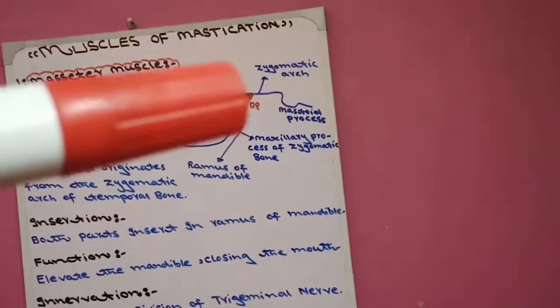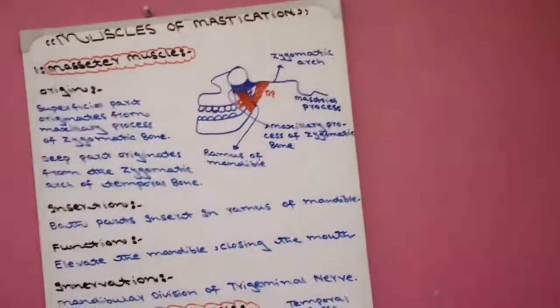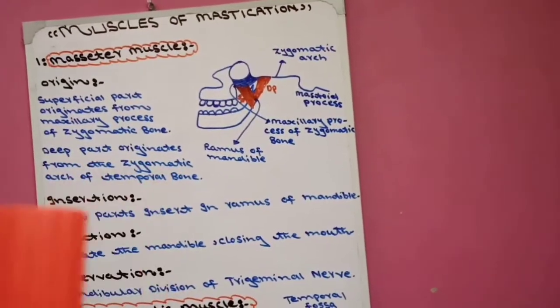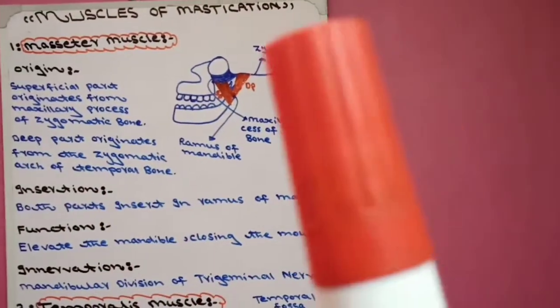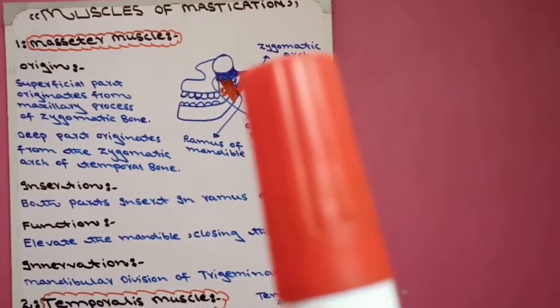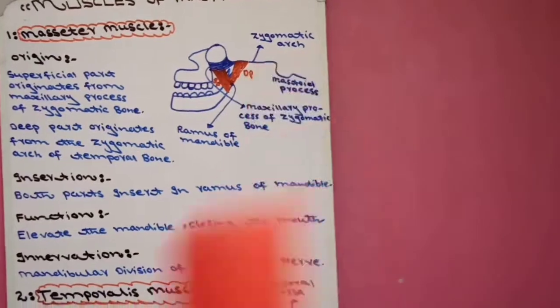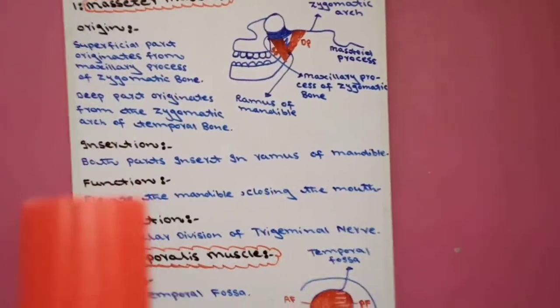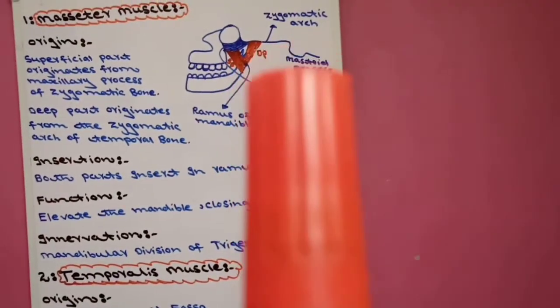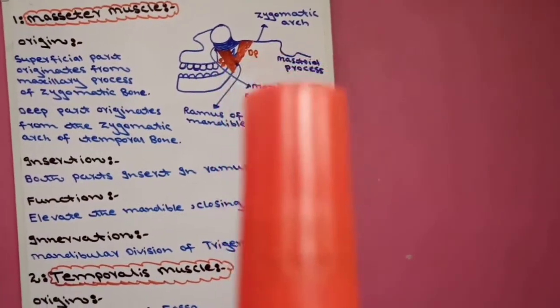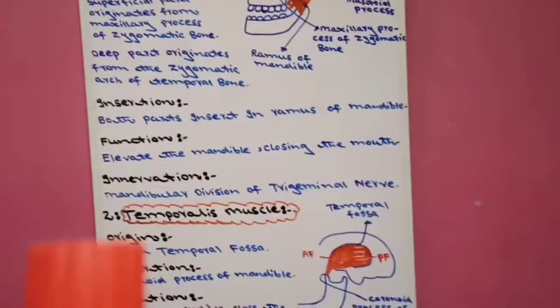Now origin: superficial part originates from maxillary process of zygomatic bone. Deep part originates from this zygomatic arch of temporal bone. Insertion: both parts insert in ramus of mandible, on the outer surface of ramus of mandible.